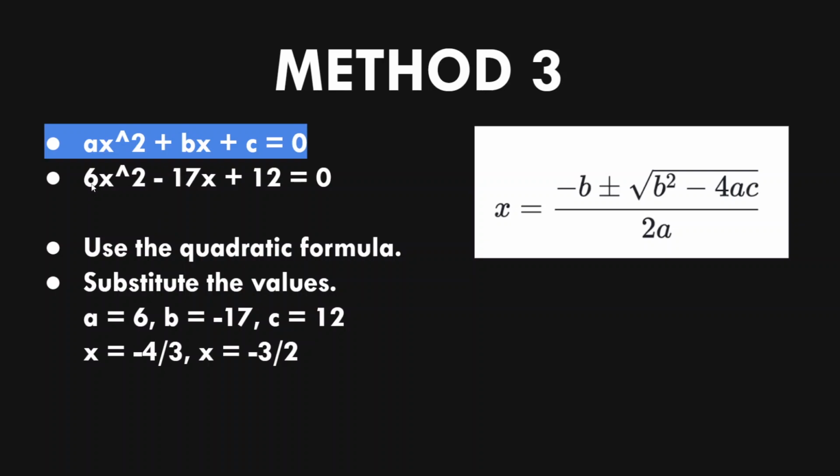And so here we have an example. 6x squared minus 17x plus 12 is equal to 0. And so a here would be 6, b here would be minus 17, and then c here would be 12. And basically, you just substitute the values into this formula, and you would get 4 over 3 and 3 over 2. You get two values here because you can first try out the plus and then minus to get the second value.